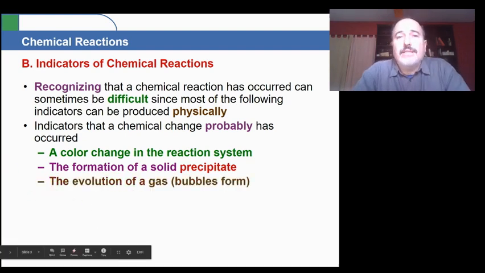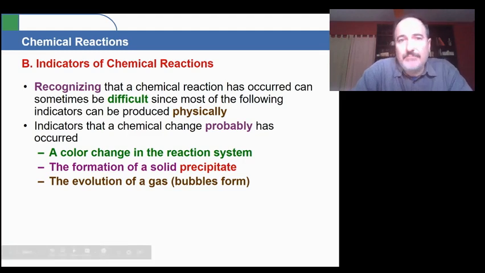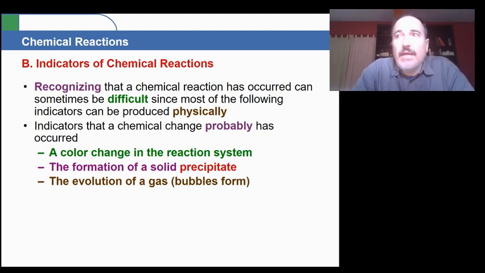Now, another type is the evolution of a gas. Bubbles form. So if you have a metal and you put it in a solution, you start seeing a bunch of bubbles coming. That's a good example of an evolution of a gas.